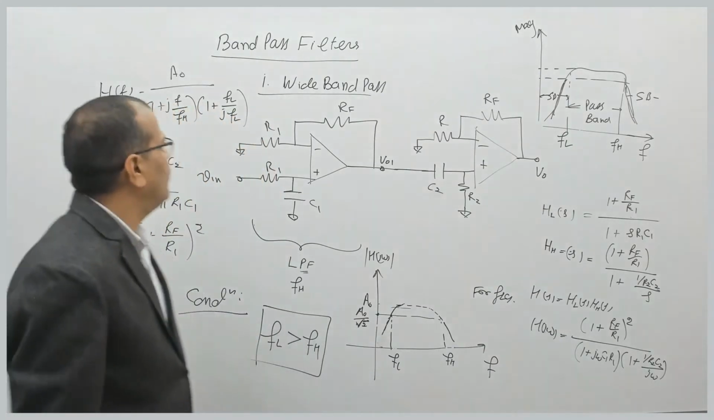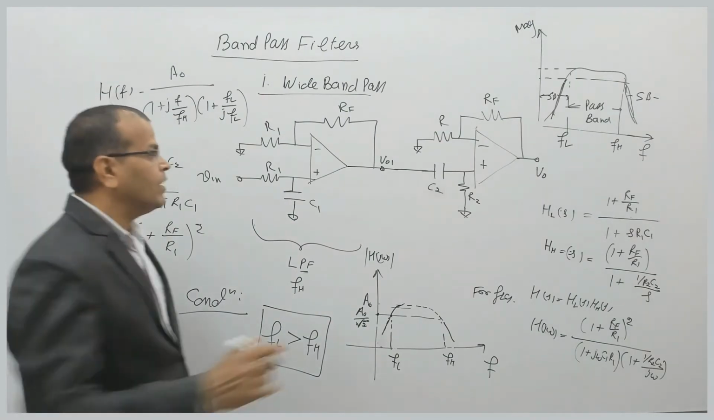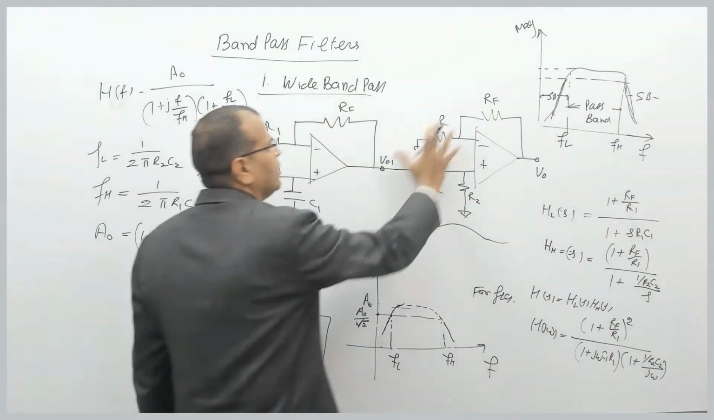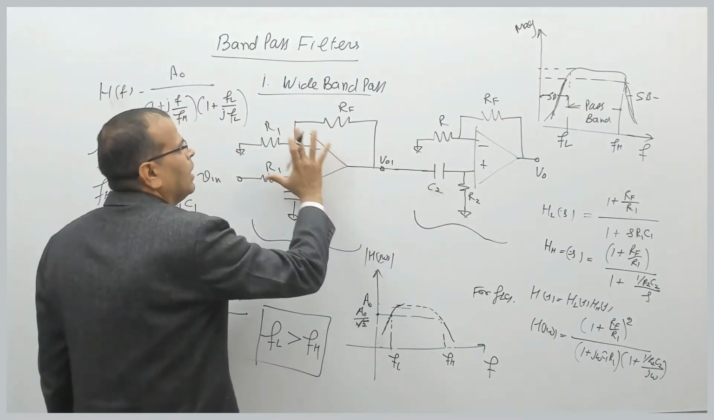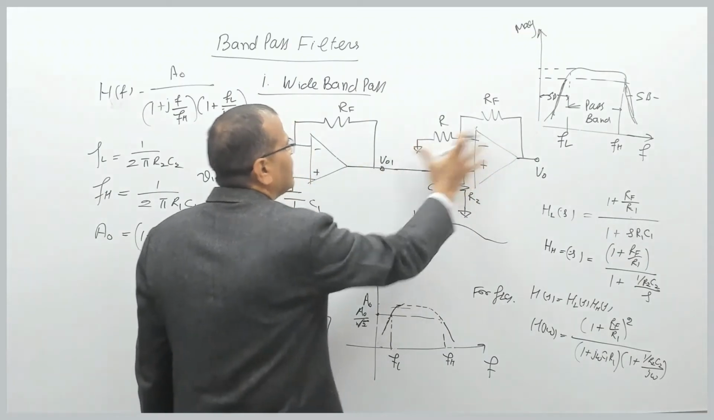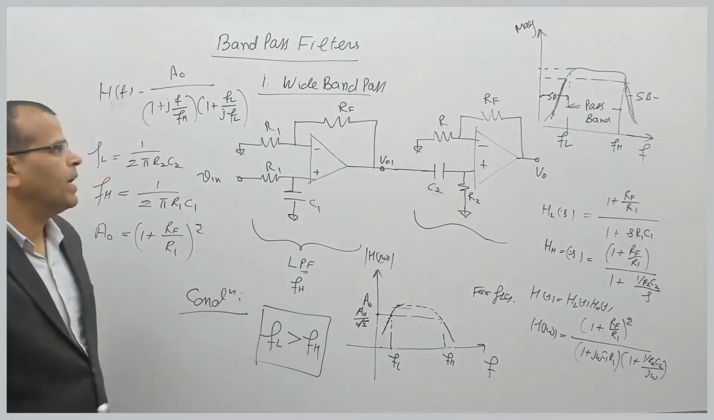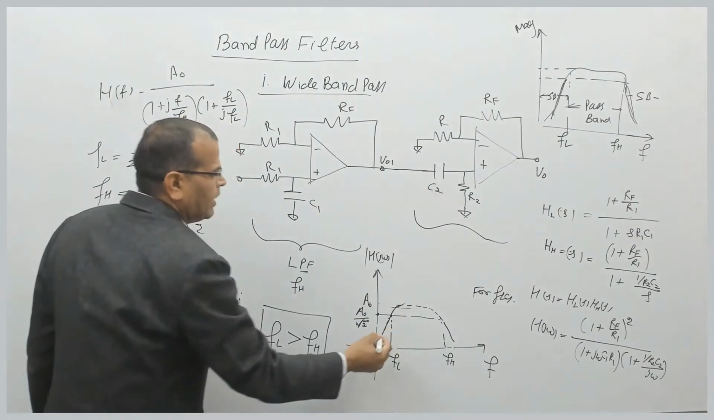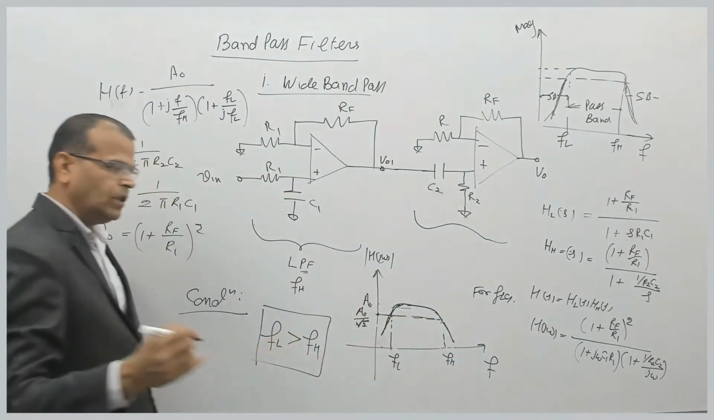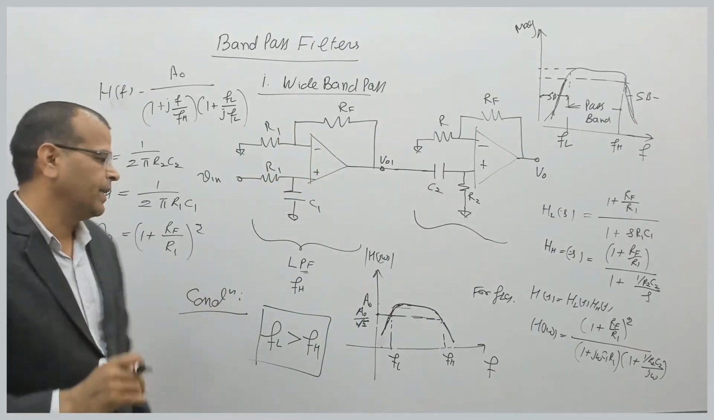That's it. And you can draw its pole zero diagram as well. I have assumed that you have seen the videos on the low pass filter and the high pass filter. This is a first order low pass filter, this is a first order high pass filter. The cascade combination of these two is a band pass filter, and the band pass filter has a characteristic like this. This is your frequency response of this wide band pass filter, right?